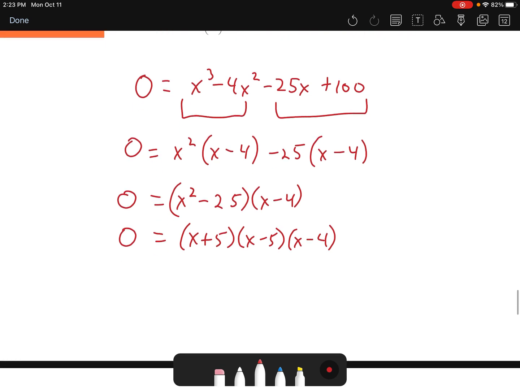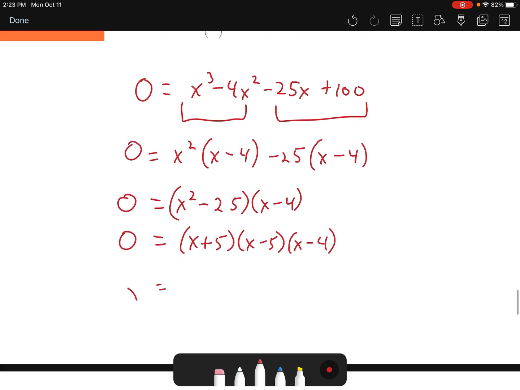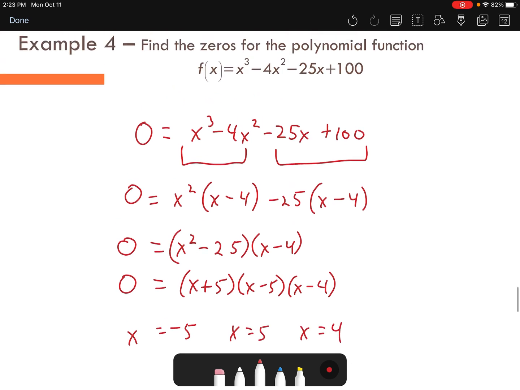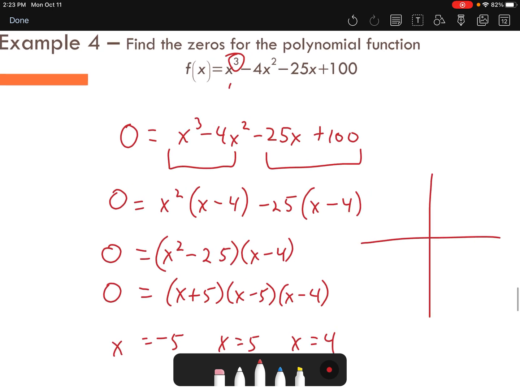So all those factors equal 0. So we have x equals -5, x equals 5, and x equals 4. And it's a cubic, so it's perfect. We know the leading coefficient is a 1, so it goes up. So if this is -5 and that's +5, 4 is going to be like right there. We're going to have a 0 at -5, 4, and 5. And this goes up from left to right, so it's going to look something like this.